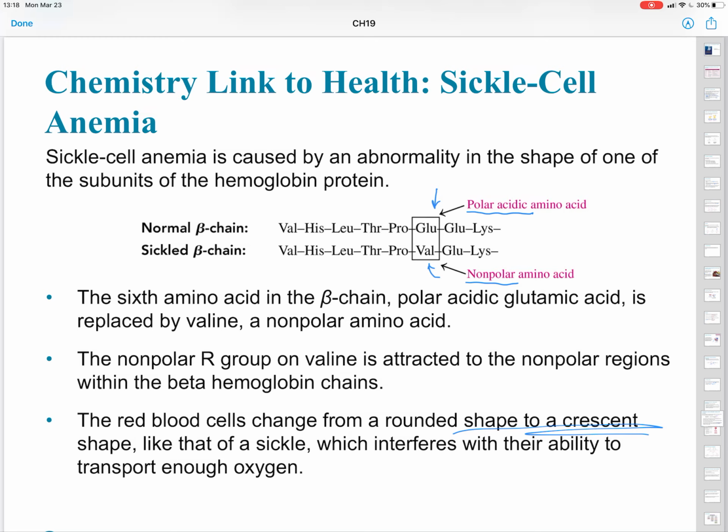As long as you have at least some normal blood cells, you can get by. But if you're one of those people who ends up inheriting two versions of this bad gene, then you don't have even half of your blood working, and that's when it gets really, really bad.